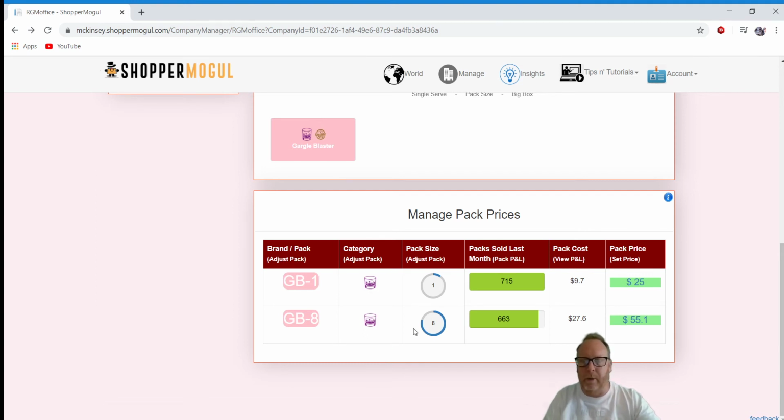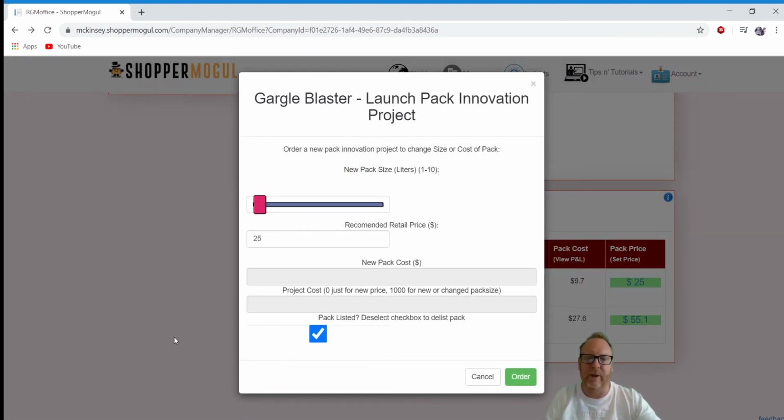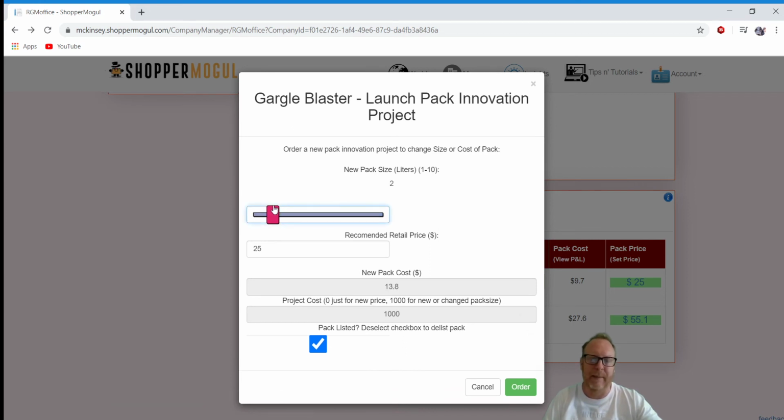Now there is a second option, which is you can run an innovation project. So we might look at this and say, actually, this 1-pack, it's not really what we need. You can click on it and you can say, right, I'm going to create a new pack, or I'm going to change an existing pack. So we'd say, look, this 1-pack, you know what, let's turn that into a 2-pack.